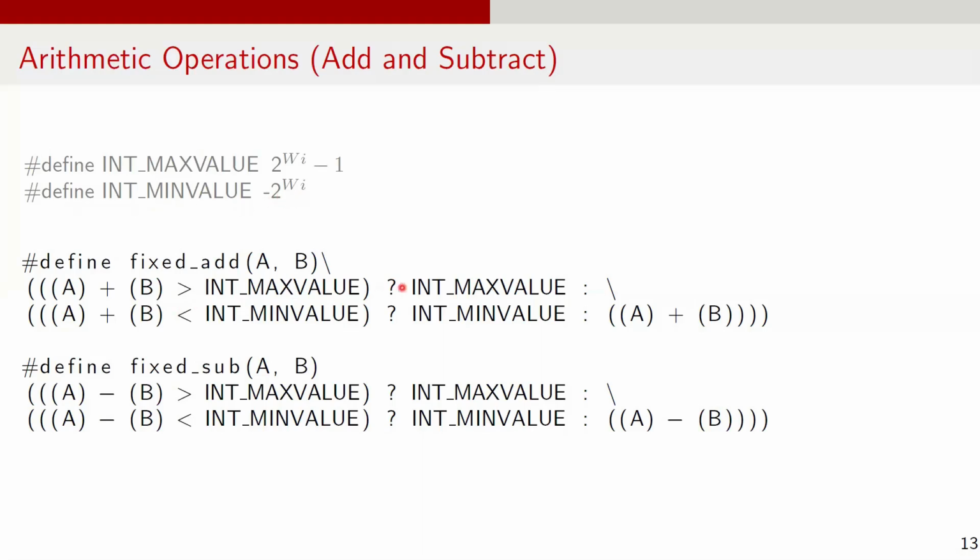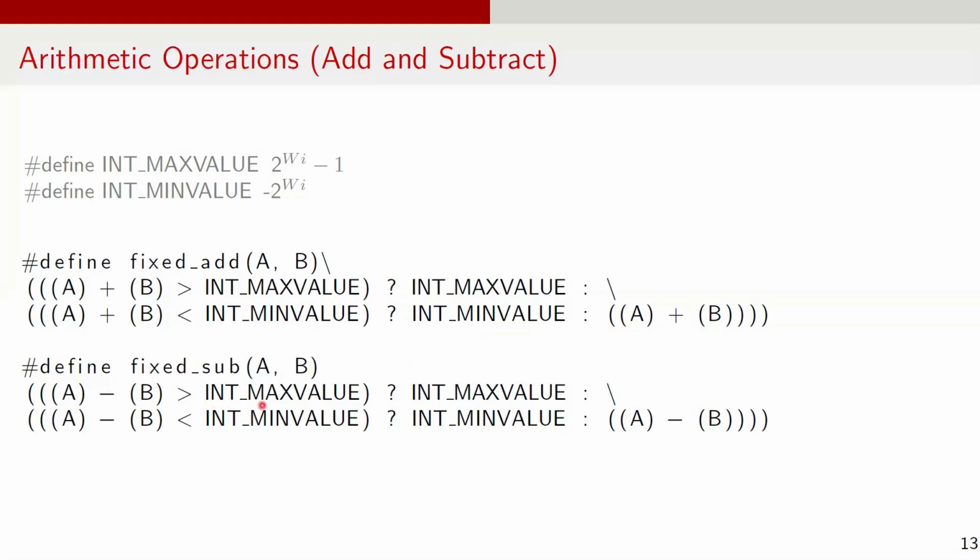Here is the macro syntax to do the addition of two fixed point numbers. It's #define FIXED_ADD, which takes two arguments a and b. If the summation of a and b is greater than INT_MAX_VALUE, then it is limited to INT_MAX_VALUE. However, if a plus b is less than INT_MIN_VALUE, then it is limited to INT_MIN_VALUE. Otherwise, it's a plus b.